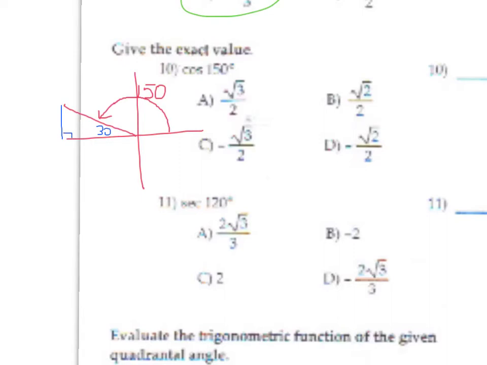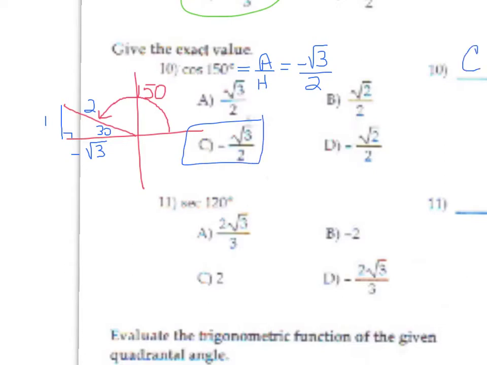Okay, one more time. Let me label this. Across from the 30 is 1. Then the adjacent is the square root of 3, and the hypotenuse is 2. They want cosine, which is adjacent over the hypotenuse. The adjacent is the square root of 3 and the hypotenuse is 2. And that's the answer. Letter C.